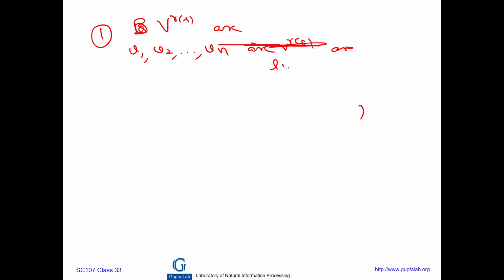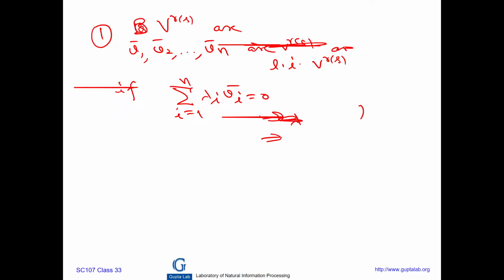So suppose v1, v2, ..., vn are vectors. I would say these are linearly independent if whenever we have the summation of lambda_i v_i, i equal to 1 to n, equal to 0, this implies that all scalars are 0. It means you cannot find a combination of vectors like this. If you can find at least one non-zero lambda_i, that means the vectors are dependent.